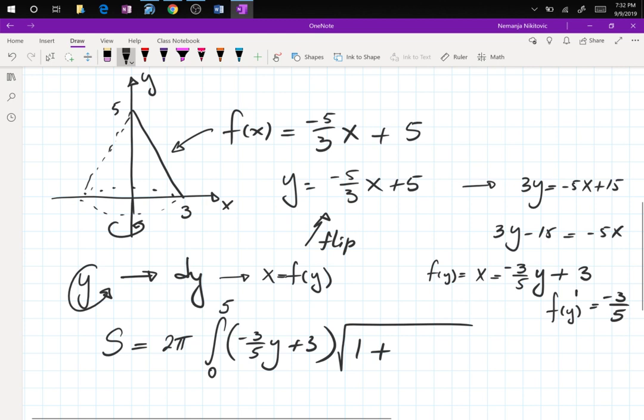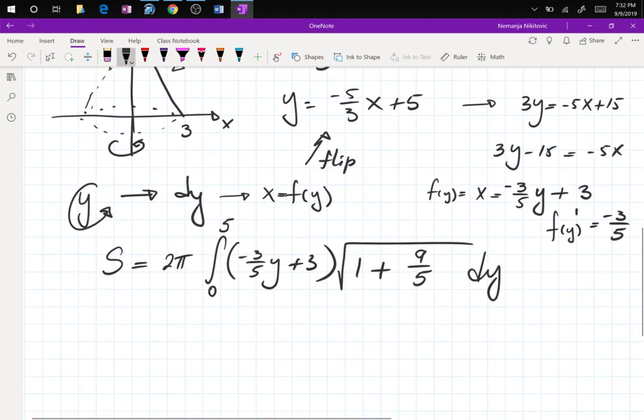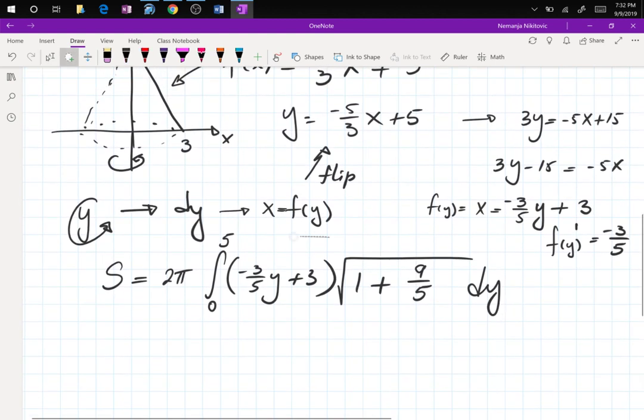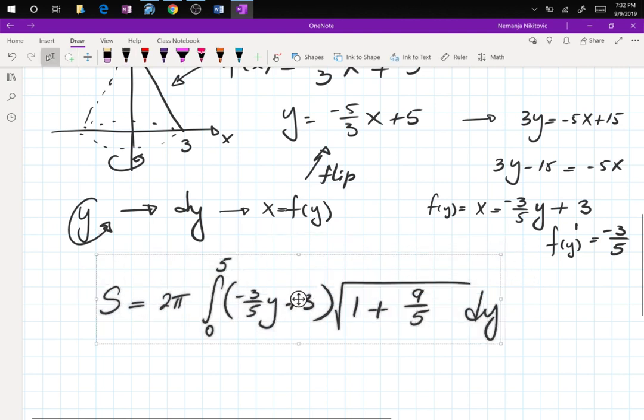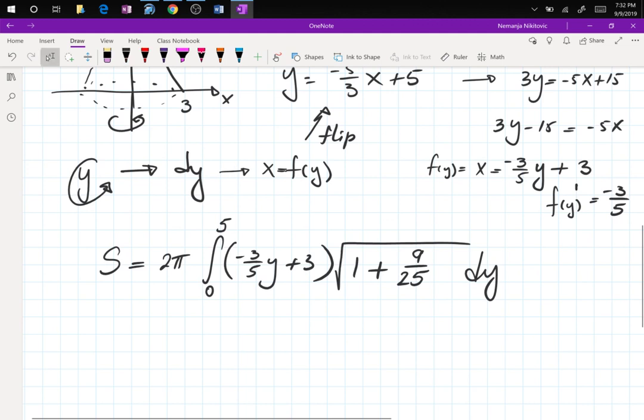So now I just need to square this one, and that's going to give me 9/5 over here, and I have dy. So I'm just going to move this integral a little bit down because it's crammed here for no reason. There we go. Square. Oh, 25. Yes. Negative 3 squared is 9. 5 squared is 25. I was just testing if you're paying attention. Perfect.